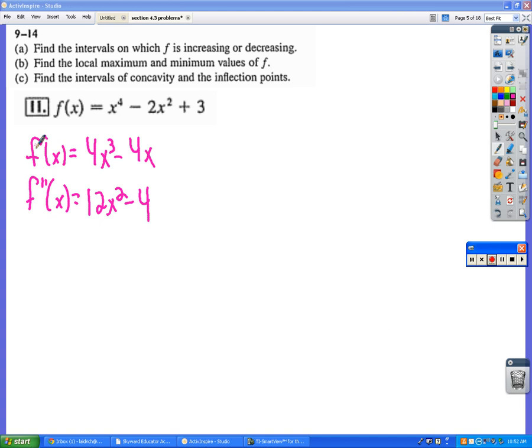Okay, so we took the first derivative, take the second derivative, and what do we do with this? Set it equal to 0. So 12x squared minus 4 equals 0. How do you solve that?